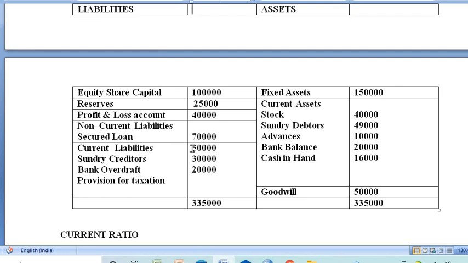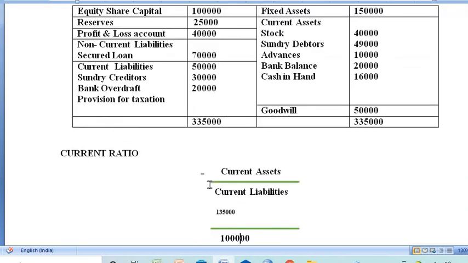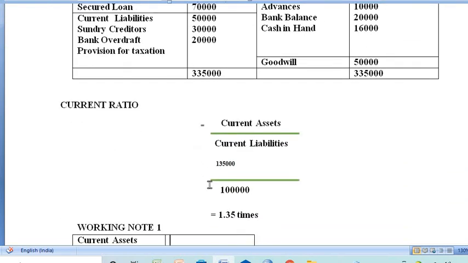Under current liability they are given three values: 50,000 sundry creditor, 30,000 bank overdraft, and 20,000 provision for tax. So totally we have 1 lakh rupees. Substituting this 1 lakh rupees here, 1,35,000 divided by 1 lakh, I am getting 1.35 times. Always guys, in the case of solvency ratio, financial ratio or balance sheet ratio, you want to represent the answer in times.